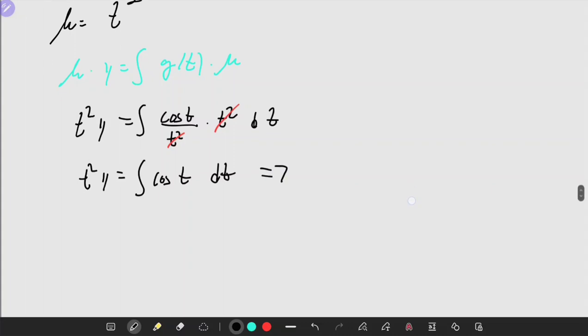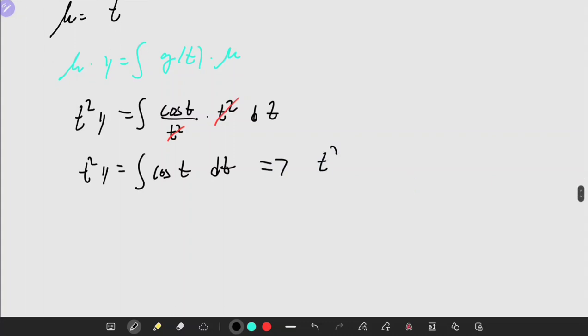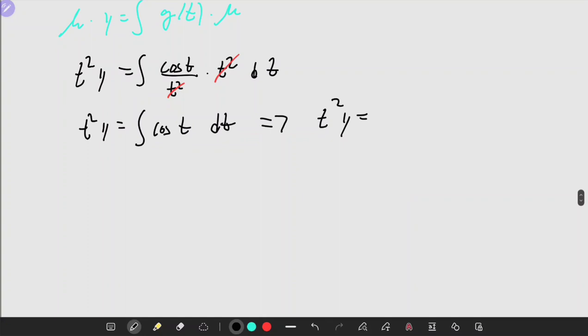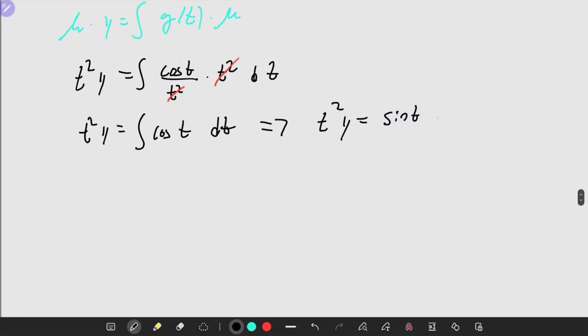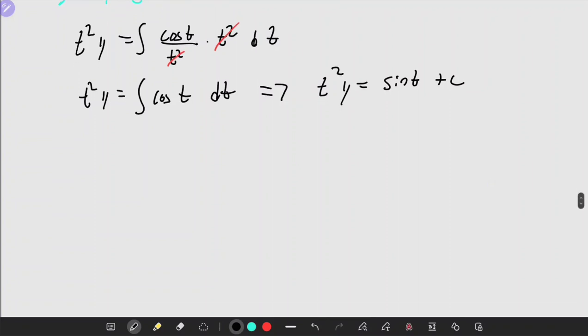So t squared y is equal to the integral of cosine, we already did that. The integral of cosine is sine of t plus c. We can now divide everything by t squared. So y is equal to sine of t over t squared plus c over t squared.